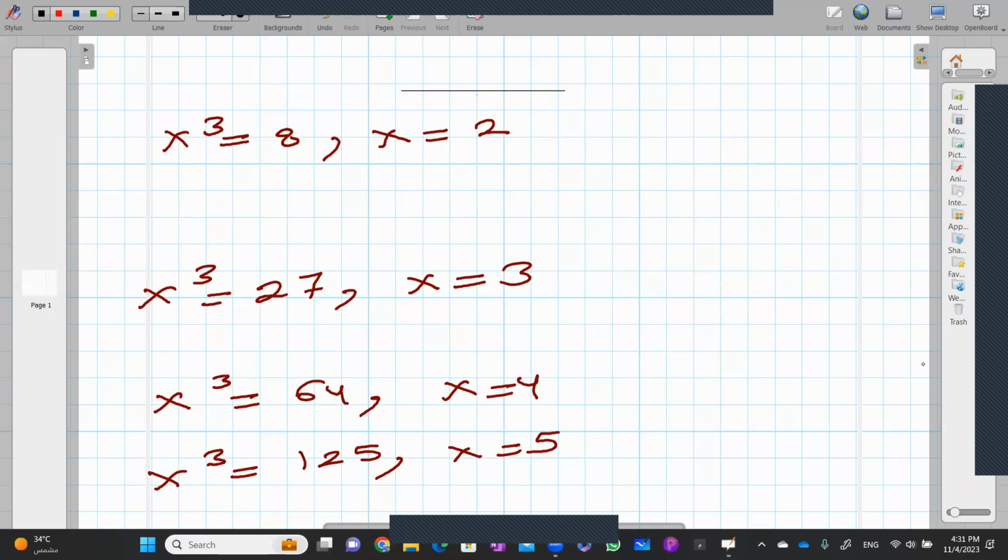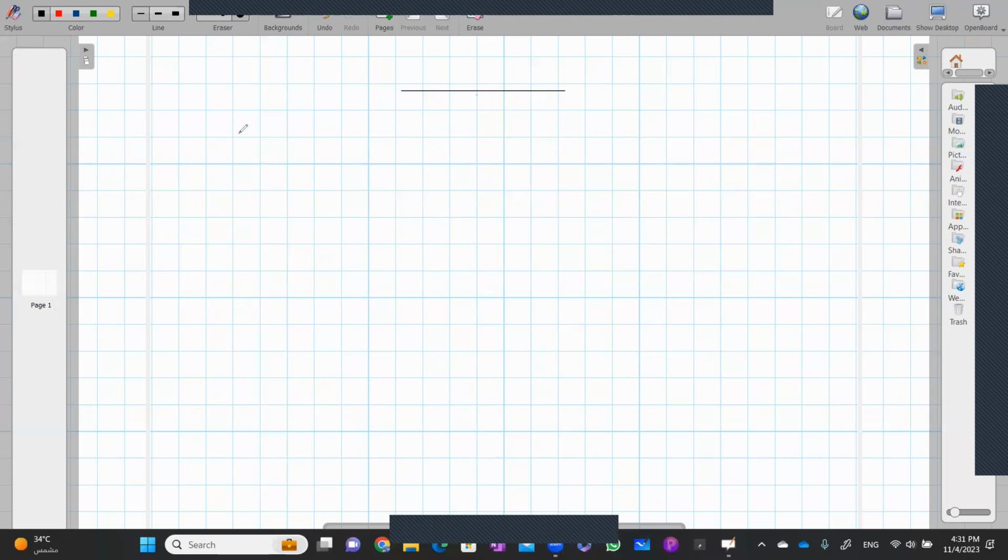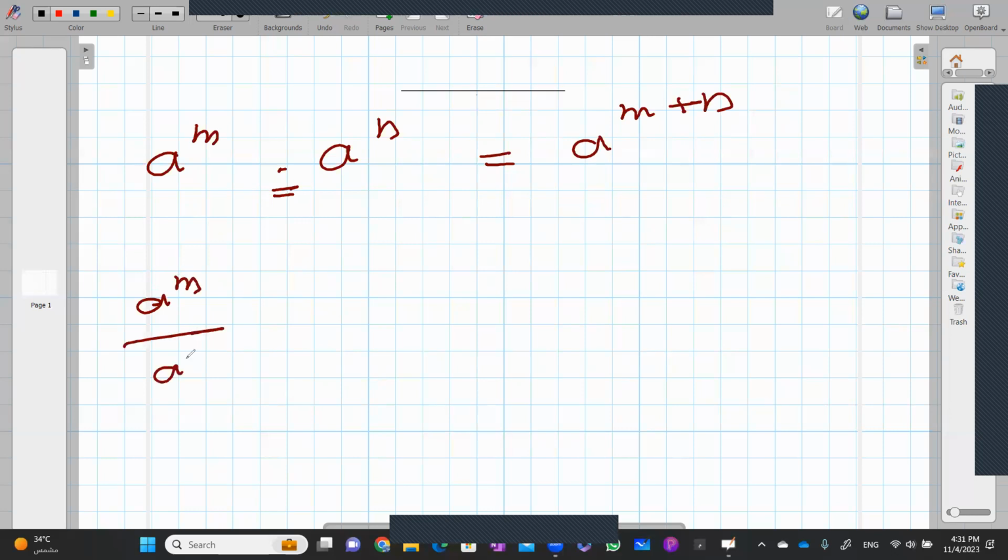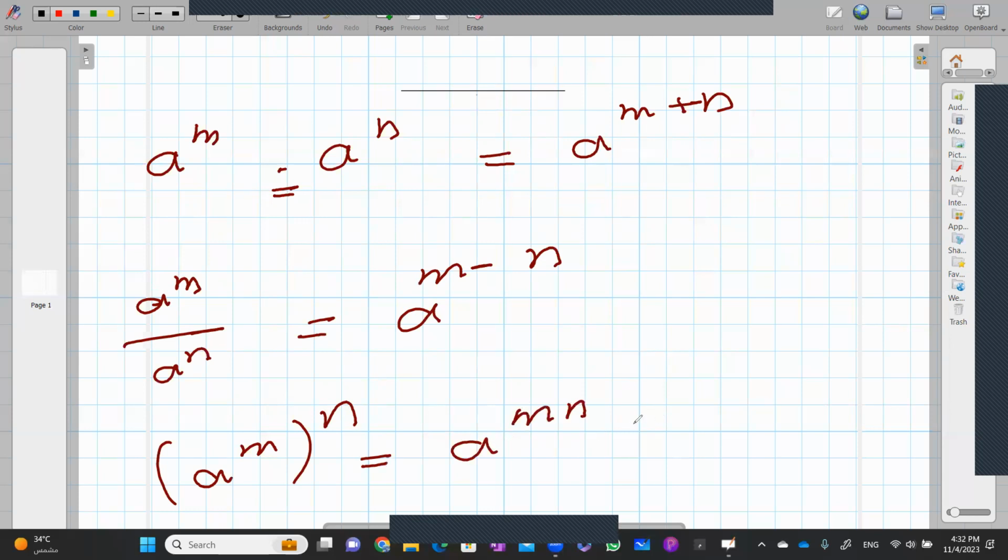After that, we will talk about exponent rules. If I have x exponent m times x exponent n, meaning multiply, what is the general rule here? We will add the exponents. If I have a^m divided by a^n, it will be a^(m minus n). If I have a^m and n here, power of a power, then we multiply the two powers together.